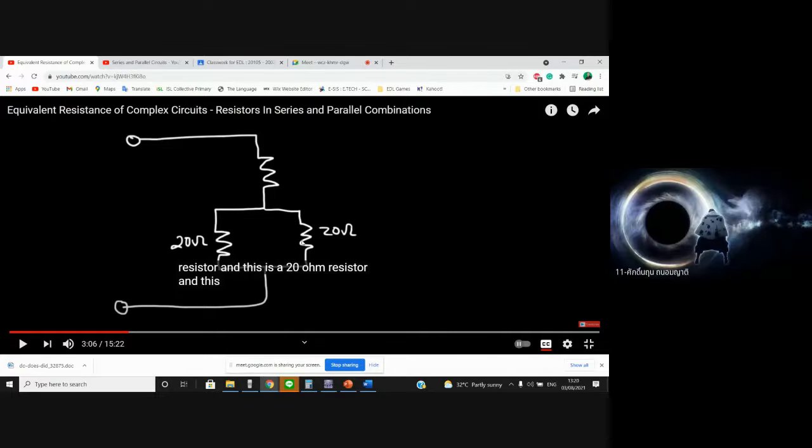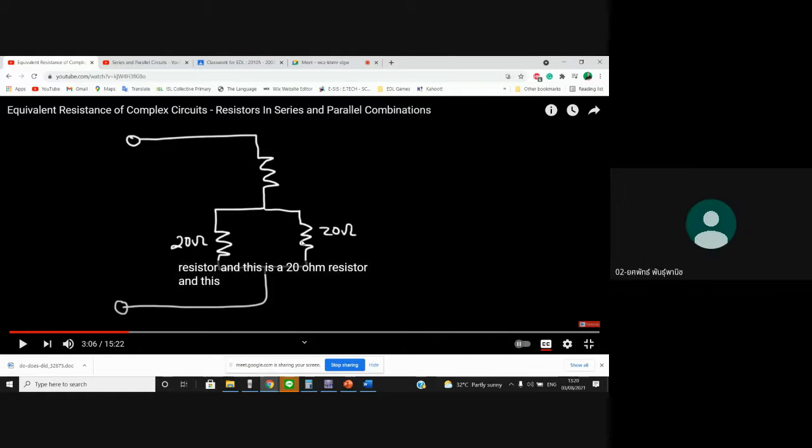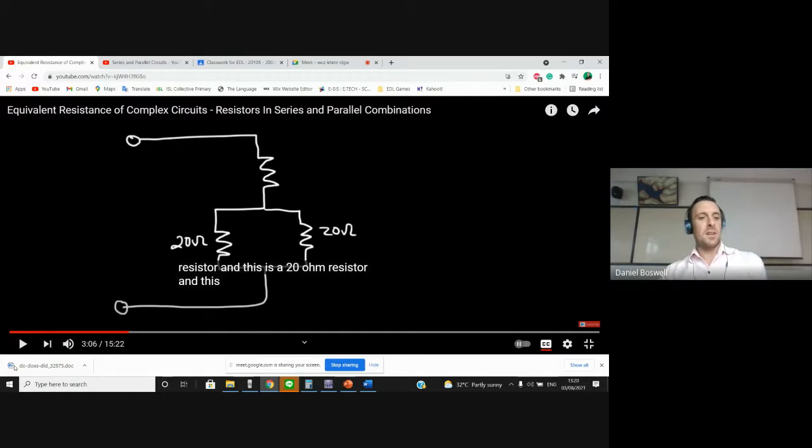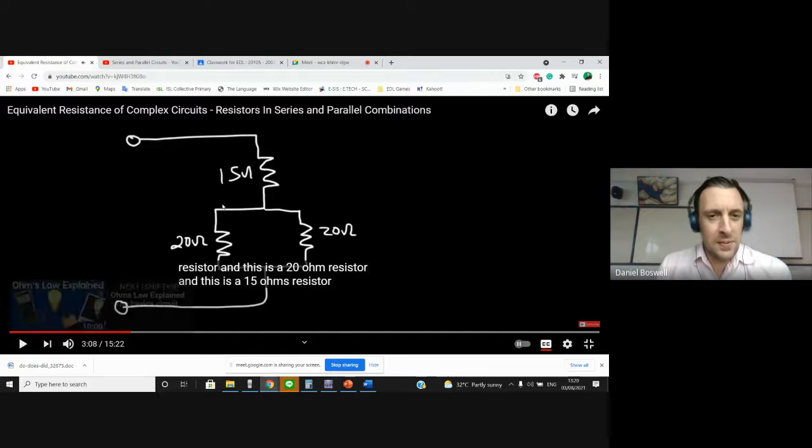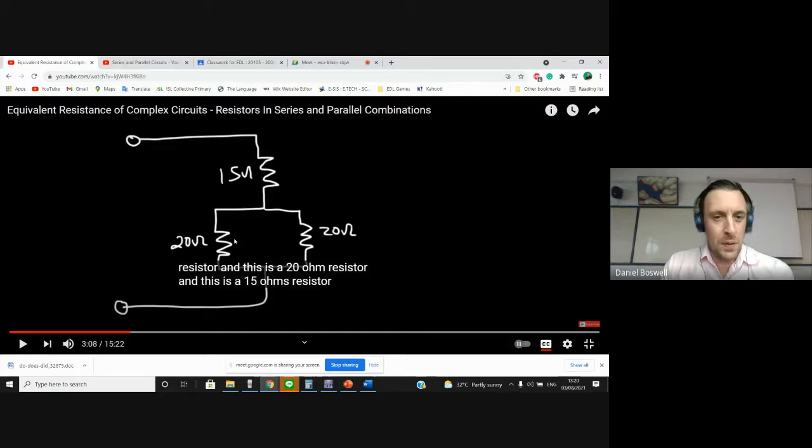Say it in English, my friend. Parallel. Parallel, nice, good job, well done. Thank you. And this 15 ohm resistor will be in series. Okay, once we deal with this, it is in series now. But watch what we do to figure this out.